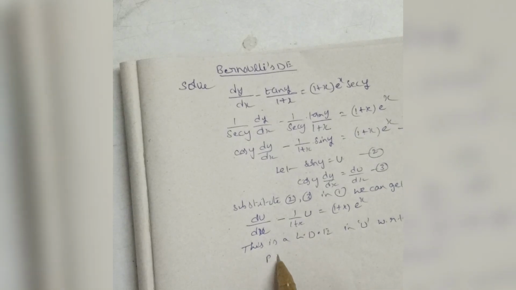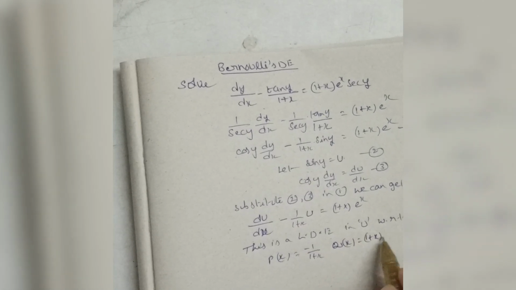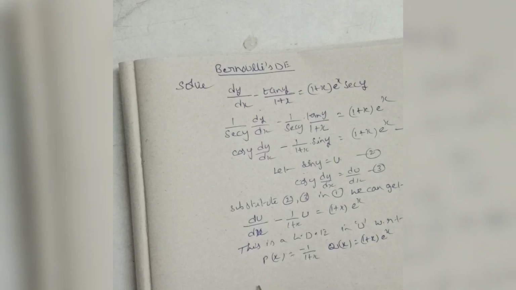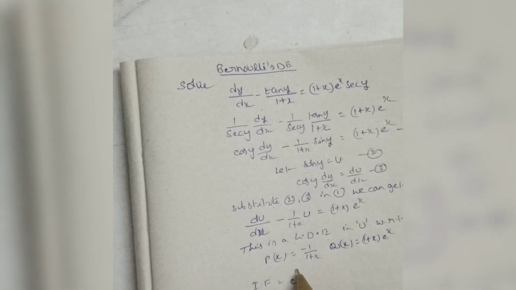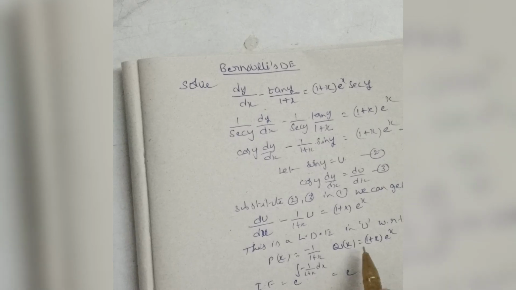Where p of x equal to minus 1 by 1 plus x and q of x equal to 1 plus x of e power x. So finding the integrating factor again, e power integral minus 1 by 1 plus x dx. So e power integral 1 by 1 plus x, we get log 1 plus x. So this becomes minus log 1 plus x. So simplification is there, e power log 1 plus x whole power minus 1. We get 1 plus x whole power minus 1, that is 1 by 1 plus x.